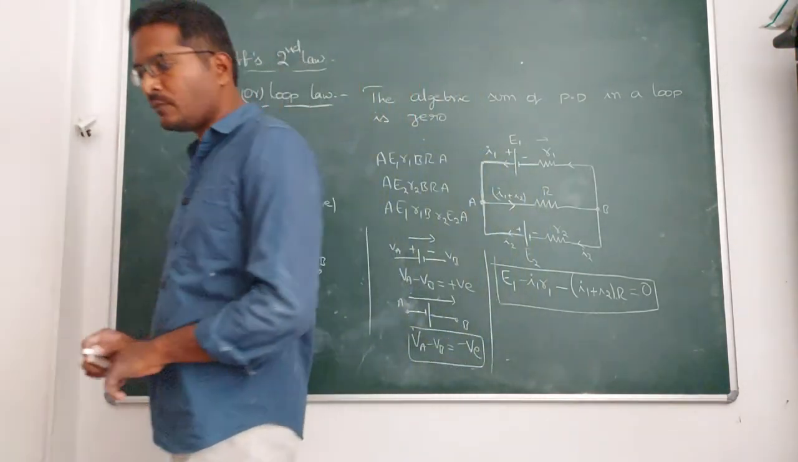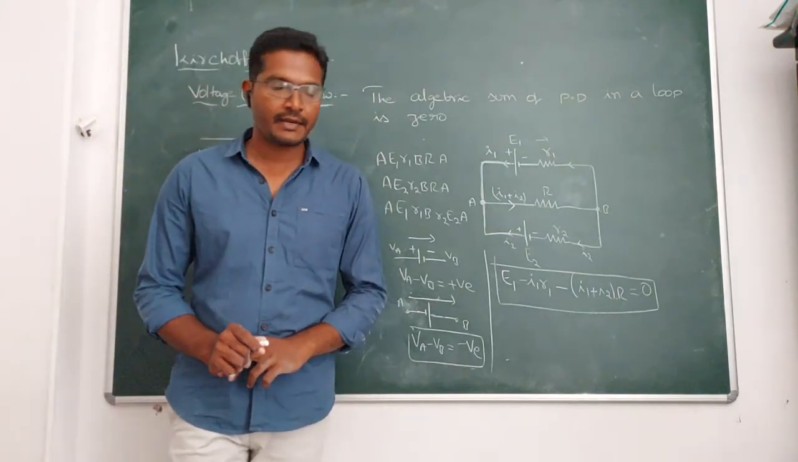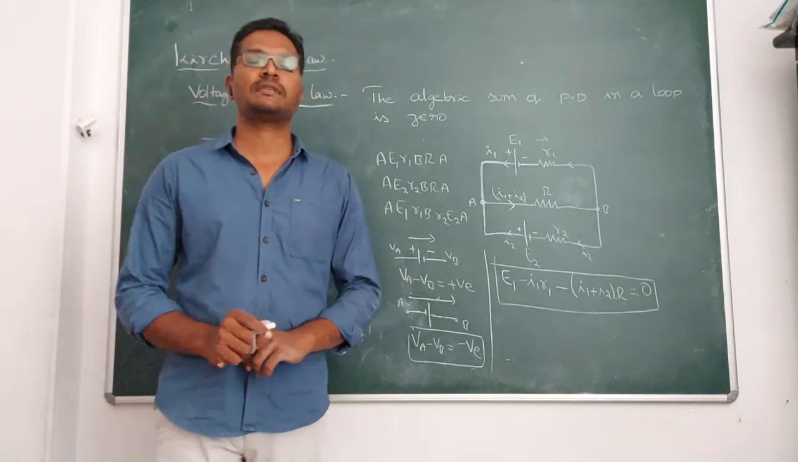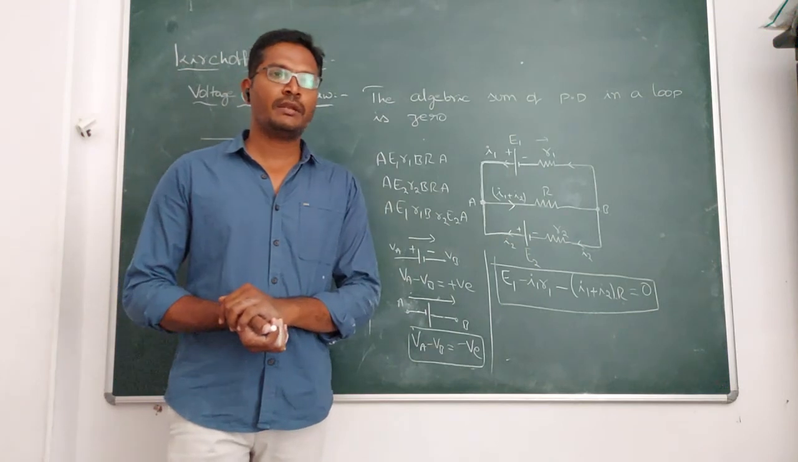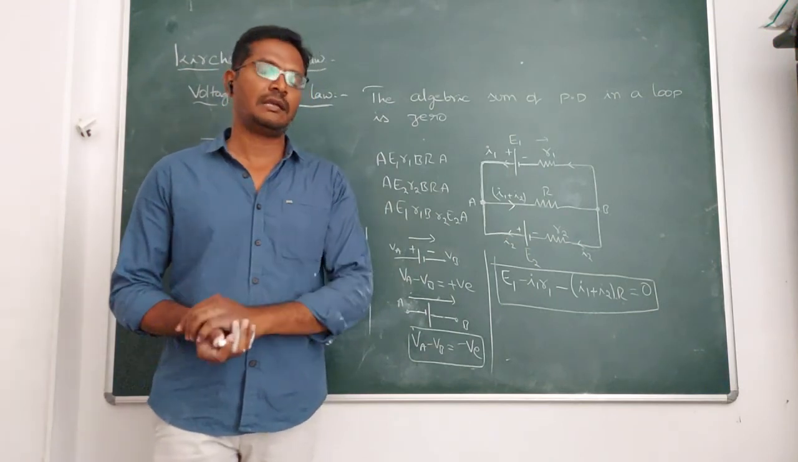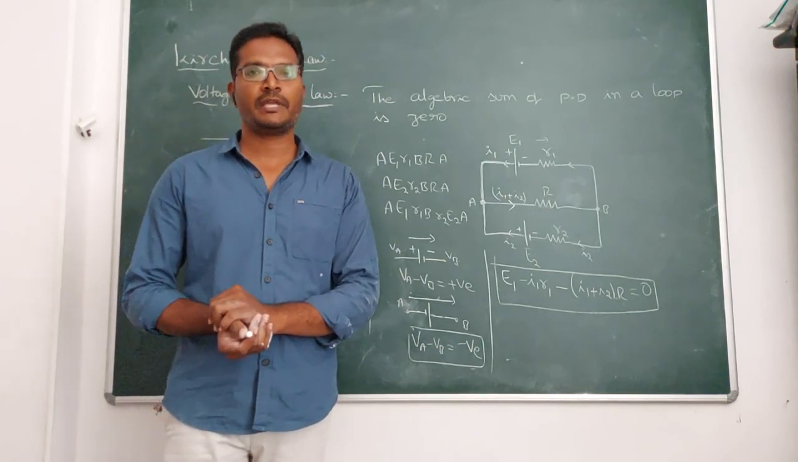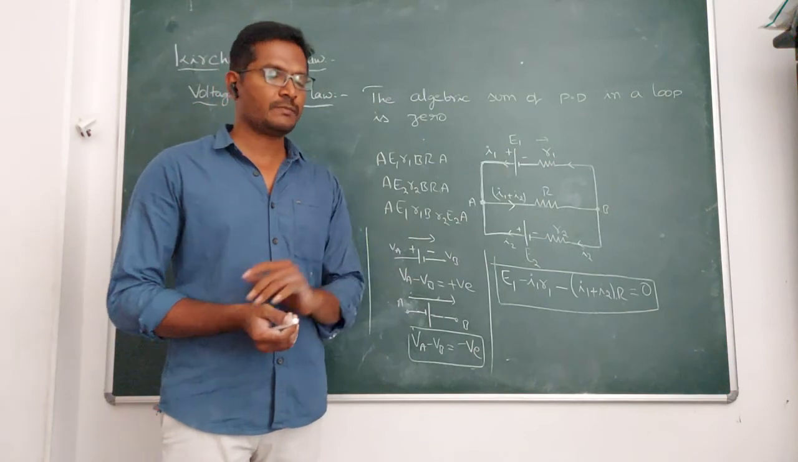In the next class, we are going to discuss the heating effects of electric current. When an electric current moves through a conductor, heat is developed across the conductor. How much heat is developed by the conductor, we are going to explain in the next class.